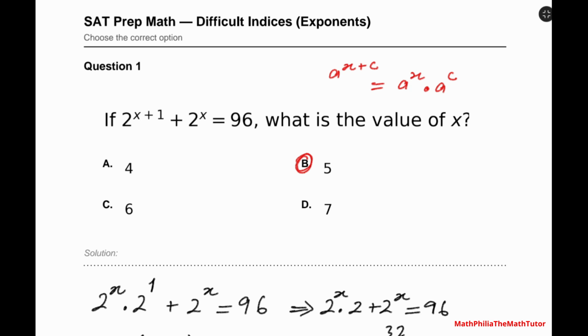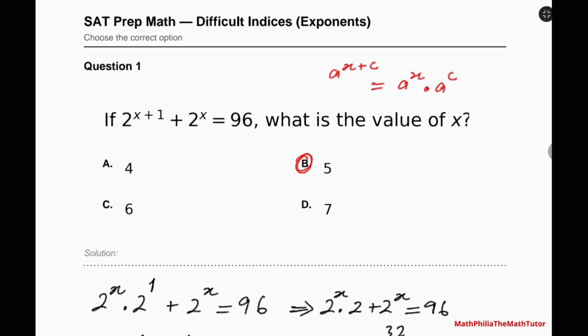Let's verify and see. 2 raised to the power of, instead of x, let's put 5 plus 1, plus 2 raised to the power of 5. If you punch this into your calculator, you'll get 96, okay? If you replace this x here, this x is here, with 5, the answer you will get is 96.